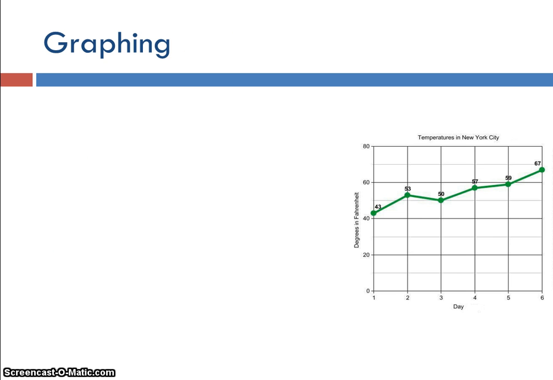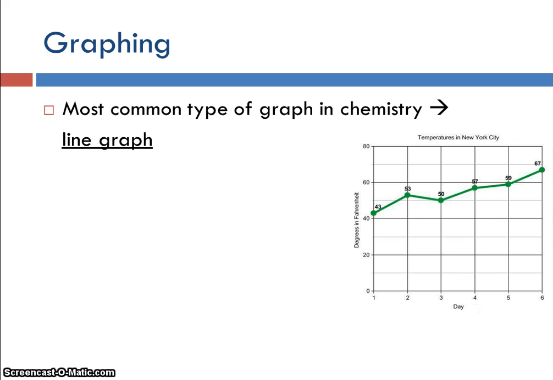The last thing for this unit is just about graphing, because for chemistry we show data a lot of times using a graph because it's easier for scientists to see than just a list of numbers. And the most common type of graph that we're going to use for this class is going to be a line graph.